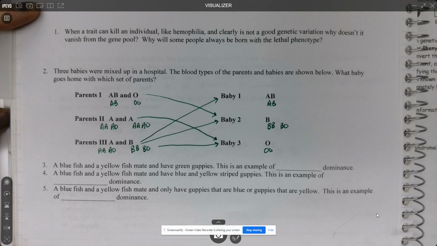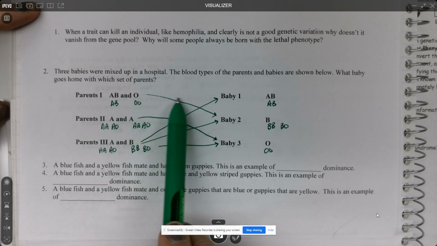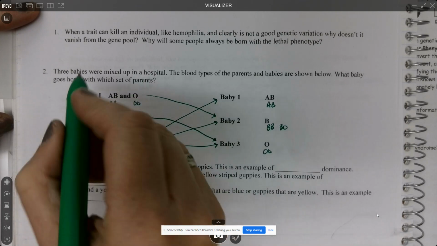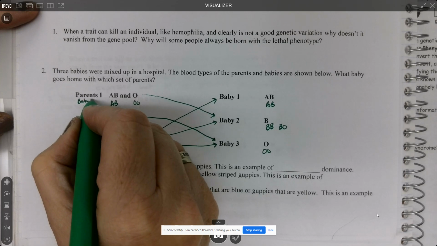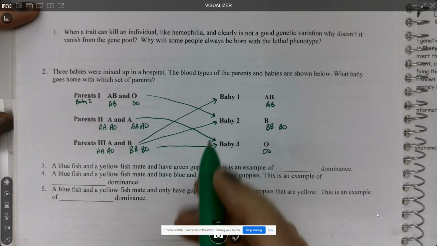So what has to happen is one baby's got to go home with one couple. Parents 1 have to take home the only baby they can make, which is baby 2. Parents 2, so we're going to get rid of this arrow.